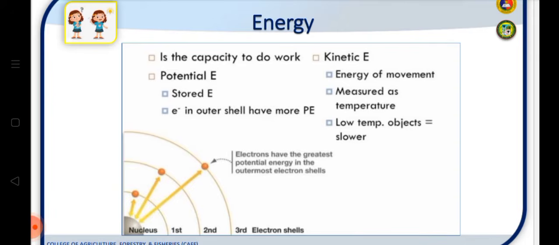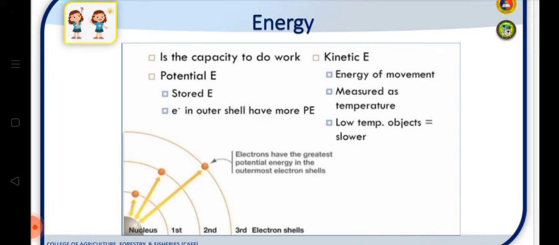So let me give you an example. An example of potential energy is ATP, or adenosine triphosphate. The phosphate bonds in ATP store chemical energy. So, when ATP is broken down into ADP plus inorganic phosphate, that energy is released to power cellular processes. Then we also have glucose molecules, for example. Glucose stores energy in its chemical bonds, which is later released during cellular respiration. So those are examples of potential energy.